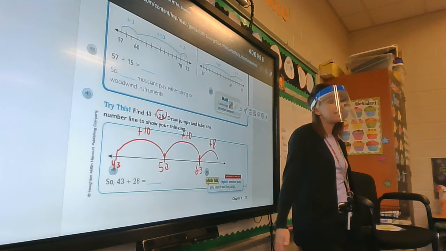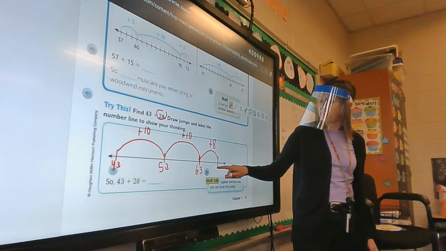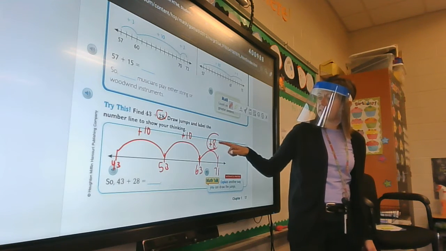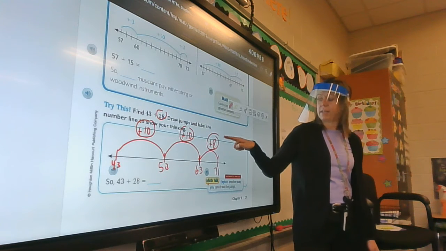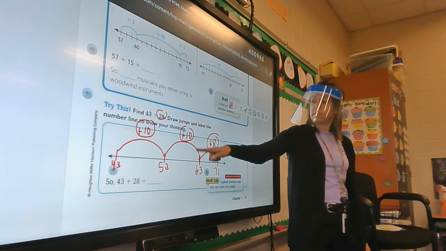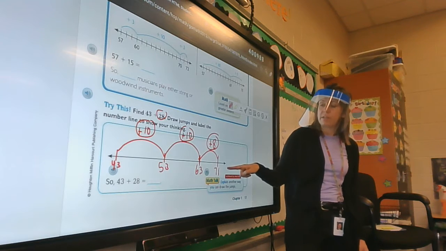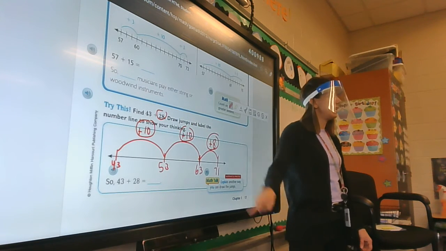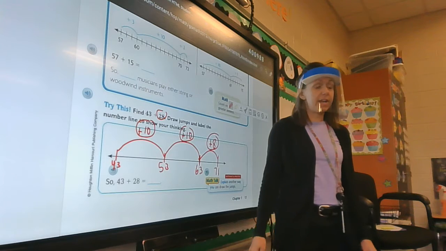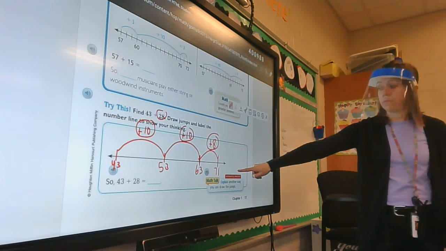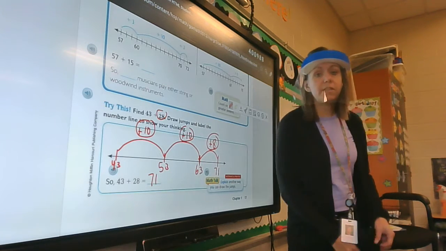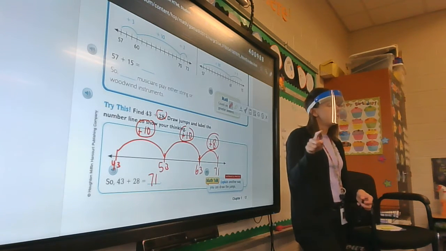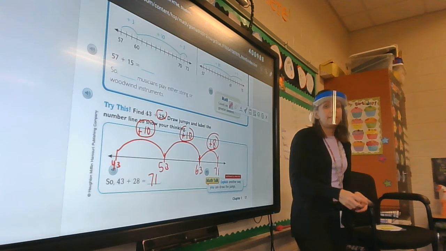Grace? 71. If I added these, do I get 28? 10, 10, 8. So I jumped 28 spaces on my number line. So what is 43 plus 28? Brianna? What did I end at? 71. So there's my answer. 43 plus 28 is 71.